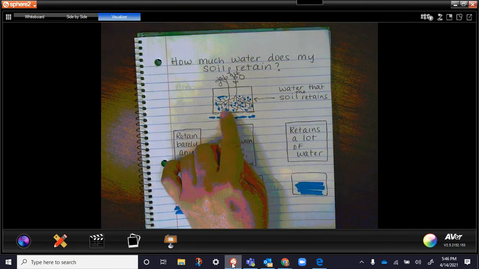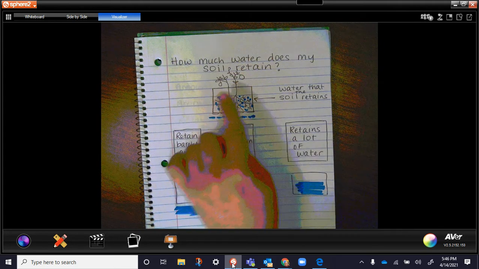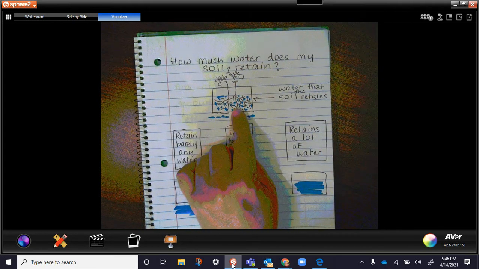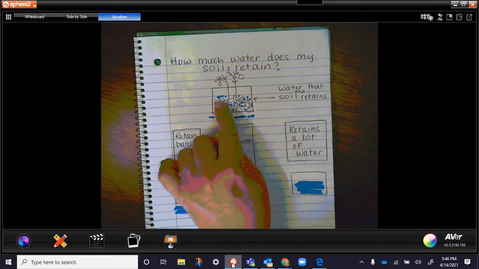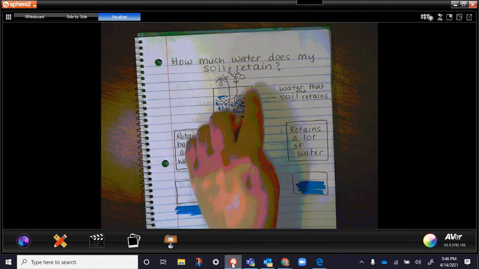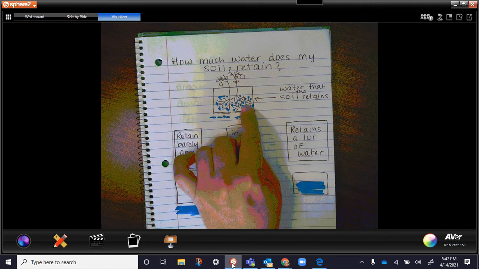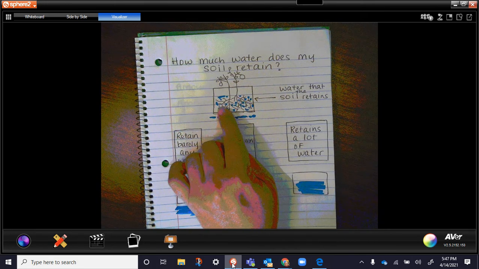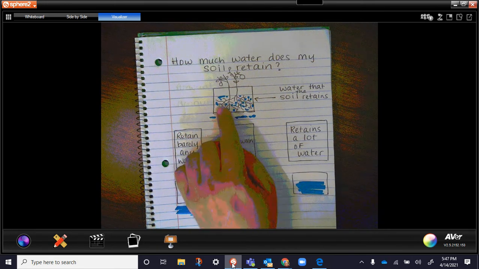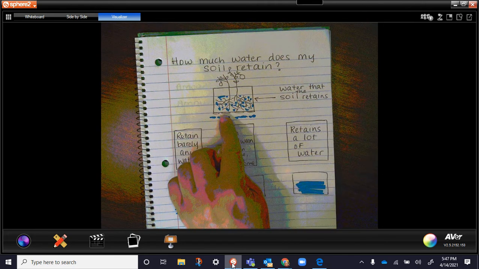It's supposed to be a tomato plant, so use your imagination. And I pour water onto this plant. Some of the water is going to go into the soil down where the roots are. And we know that plants need this because this is how they get their water. They get it through their roots.